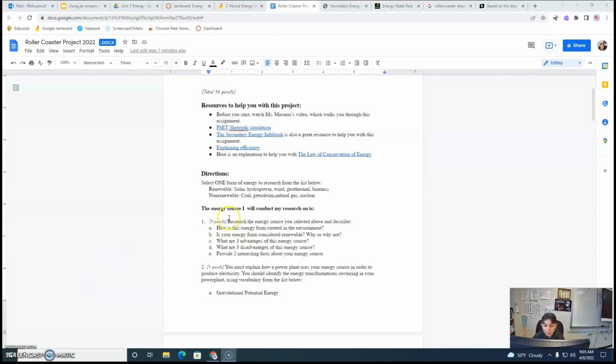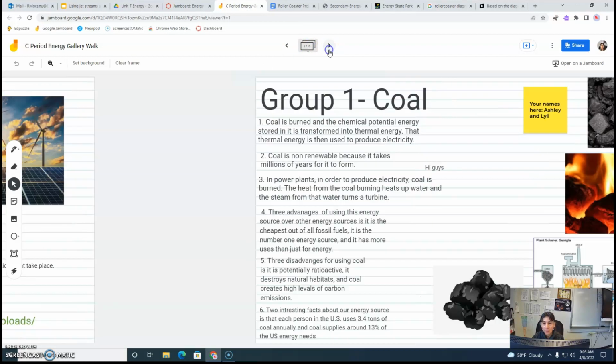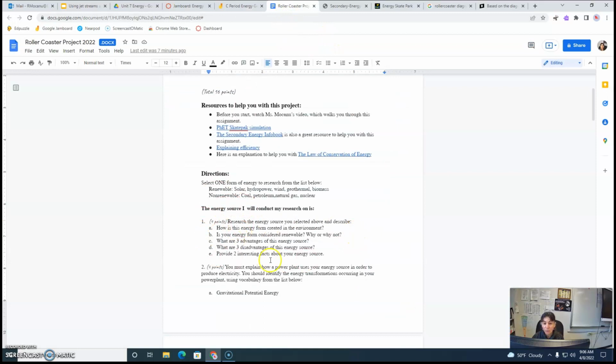Once you select your energy source, your first task is to conduct some research about it. If you have completed the Jamboard that we did in class this past week, for example, this Jamboard that I'm showing, an example of students who completed research on coal, then you pretty much have all the answers for this first part, okay?